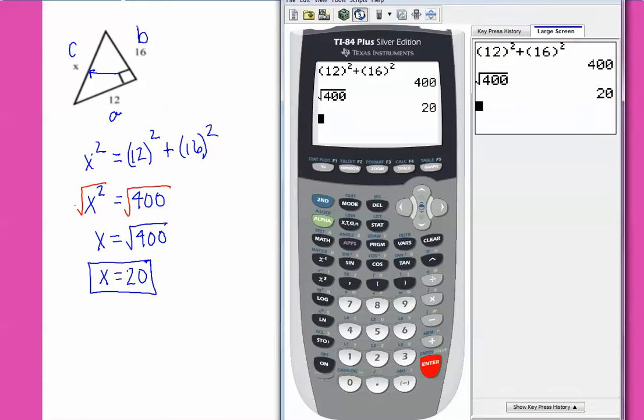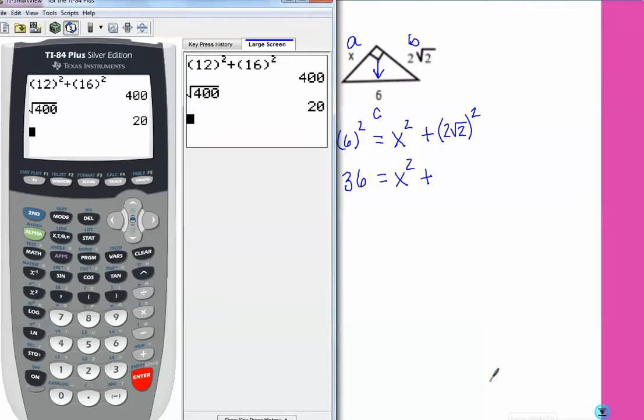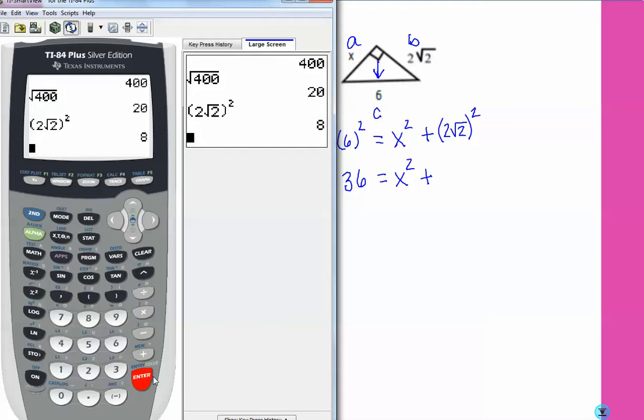But you can also do it on your calculator as long as you properly use parentheses. So if we put parentheses, 2 square roots of 2, arrow out of our square root, close our parentheses, and then put the squared on the outside, it'll square this for us, and we get 8. You just have to make sure you have parentheses around the whole thing that we're squaring.